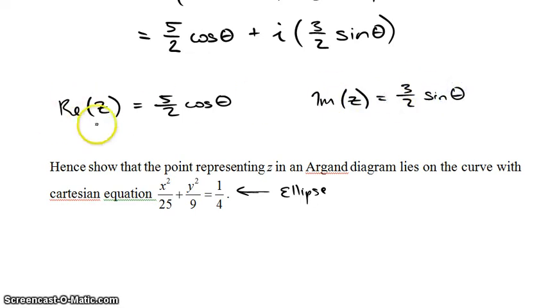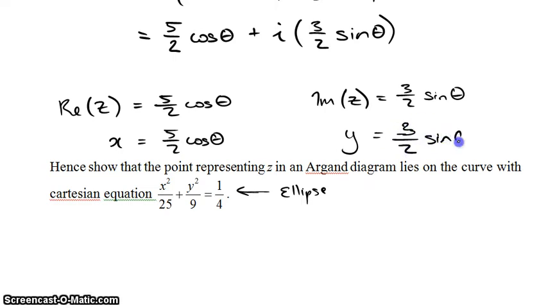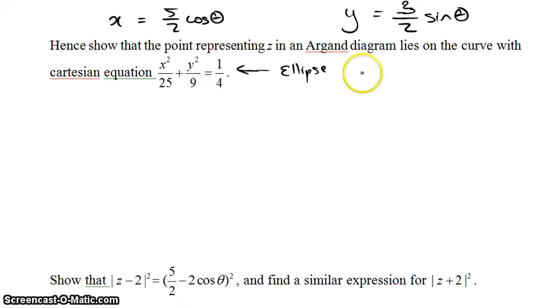And if you think about it, the real part on the Argand diagram, this is just our x-axis. So I'm just going to let x equal 5 over 2 cosine theta. And the imaginary part, this is kind of like our y-axis. So I'm going to let y equal 3 over 2 sine theta, and see what happens. So I'm going to substitute this into my left. Let x equal to this and y equal to this.